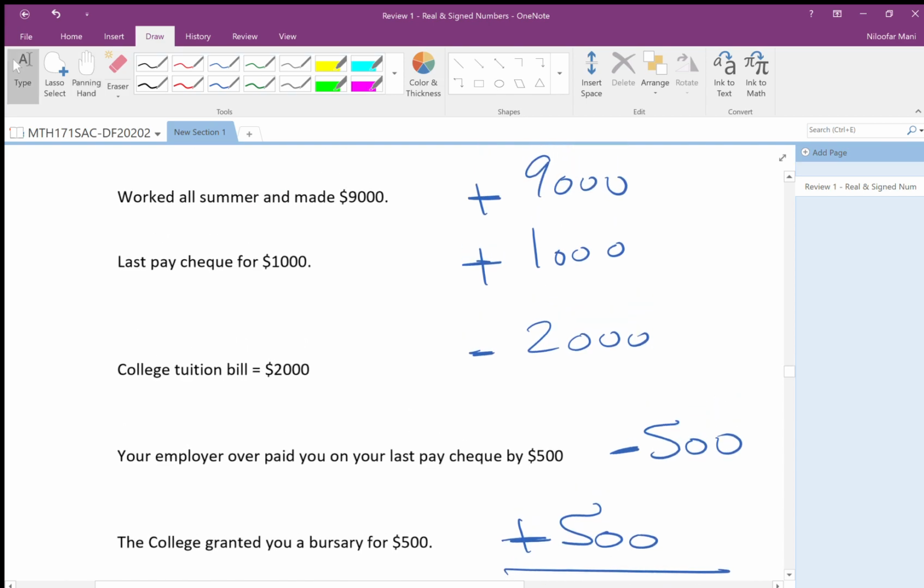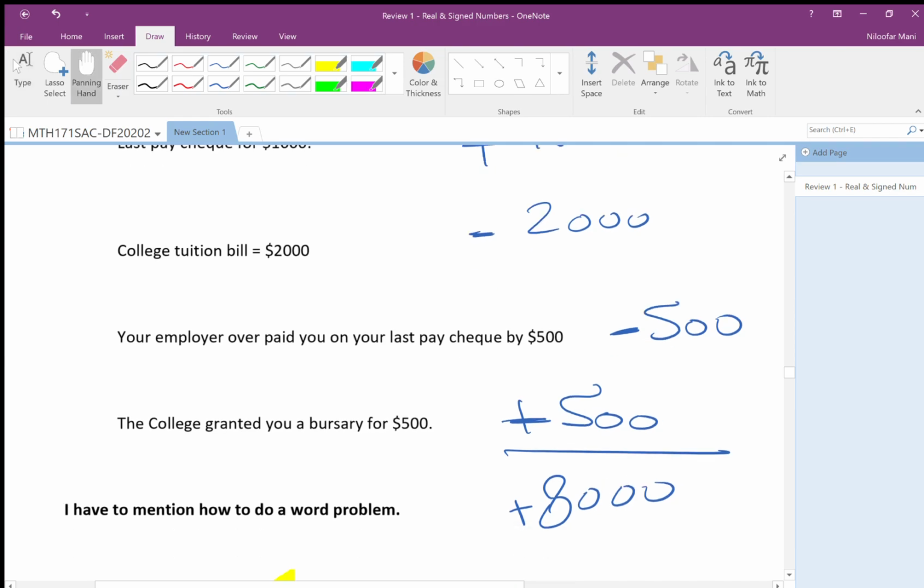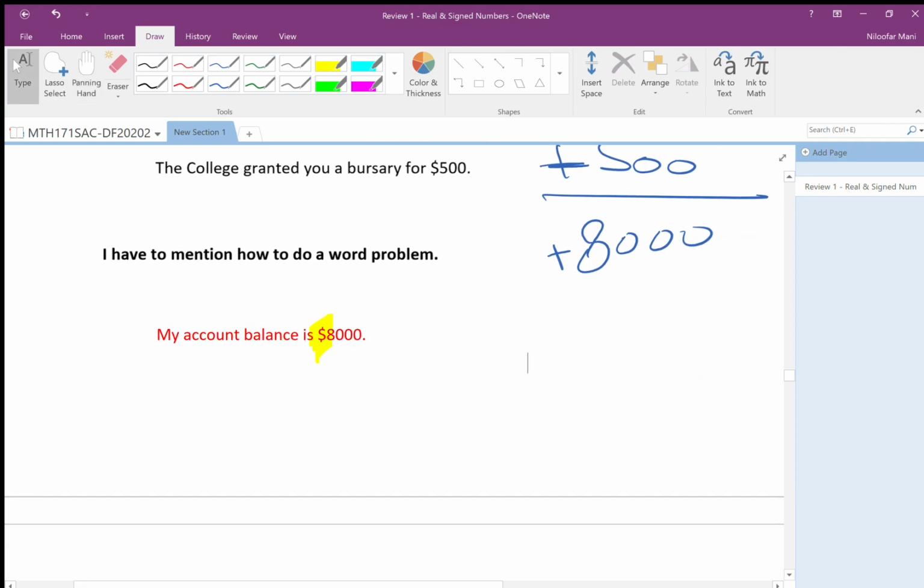9 plus 1 is 10, and then 10 minus 2 is 8, and 8 minus, so just half, because it's half a thousand, so 7.5, and again plus half, so $8,000. Okay, and then at the end I need to write a sentence. The sentence should be informative. The sentence should have enough, necessary information, and the sentence should have unit.